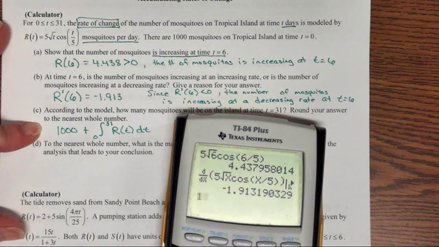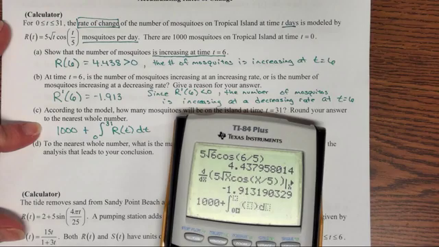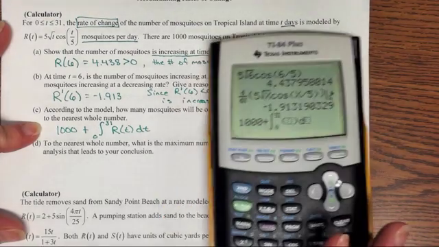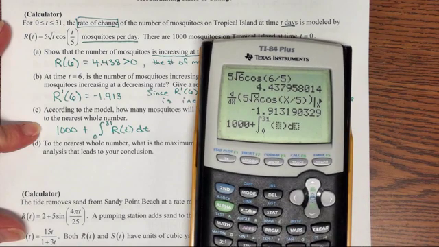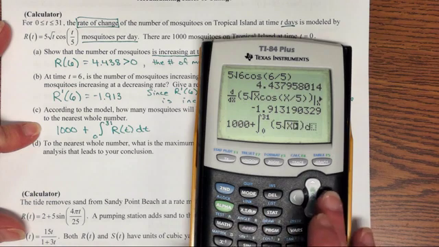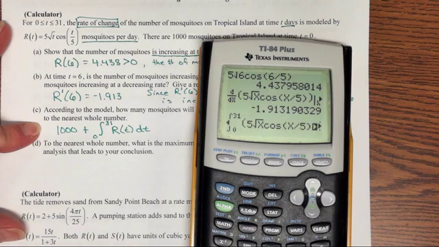So in your calculator, you would do 1,000 plus the integral from 0 to 31 of the function, dx. It probably would have been helpful to have saved this function in one of my y equals to save me some time, but I didn't think about it soon enough.